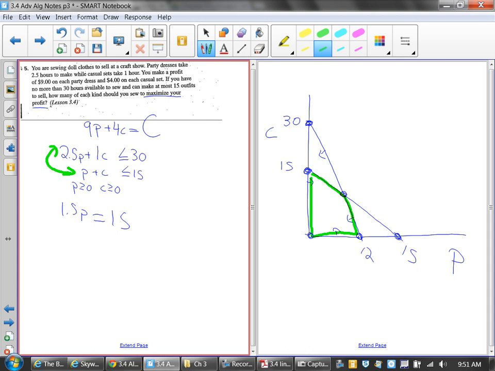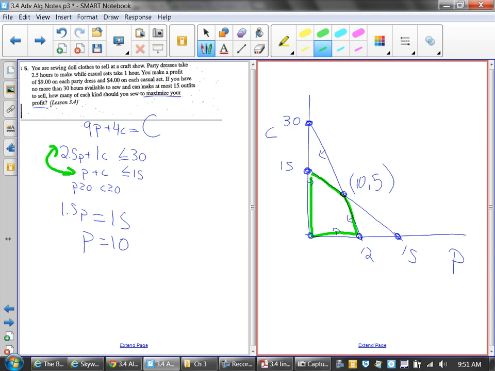Why do you have 15? What's 30 minus 15? There you go. Why did you do 30 minus 15? Oh, we're doing, okay. It's the same thing we did last week. What's P? 10? So it's 10 and 5, and here is 0, 0. This is 12, 0, and that's 0, 15.